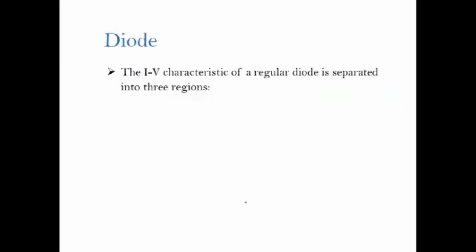As you know, a normal diode has three regions. We have the forward bias here. This is voltage, this is current. Forward bias is where the diode conducts current. So here is the forward bias. We have here V knee, which is equal to the barrier potential.